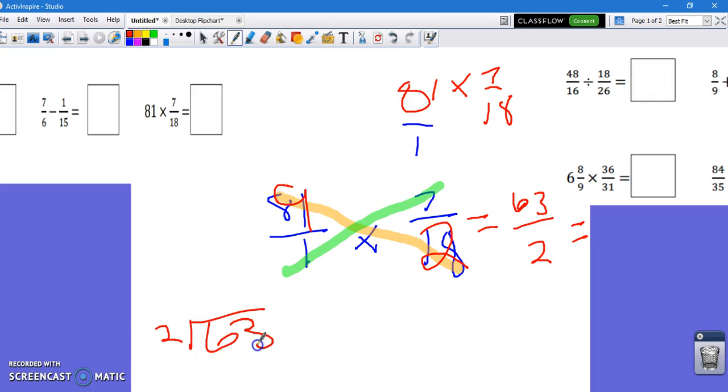Remember, I'm okay with you using a calculator, with you still showing your work, okay? So now, once I have that, here we go. I'm going to use a calculator to figure out how many times 2 will go into 63. 63 divided by 2 in my calculator. The answer will give you 31.5. But remember, I still want you to show your work with the division.